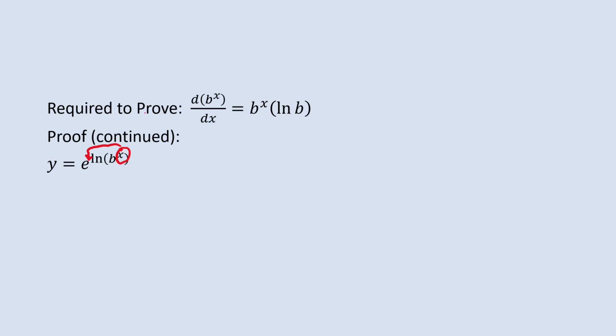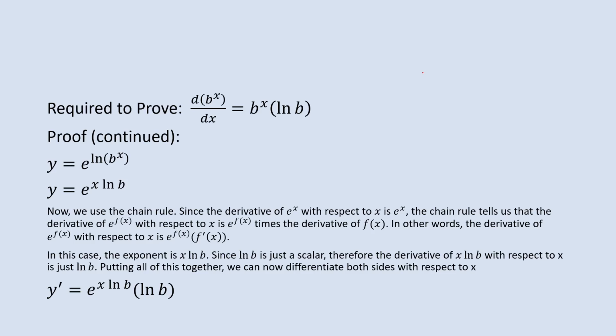As we know, we're allowed to do this with logarithms: if I've got an exponent of ln b to the x, I can instead call that exponent x ln b. And that's what we're going to show in our next step. Now we're going to use the chain rule. Since the derivative of e to the x with respect to x is e to the x, the chain rule tells us that the derivative of e to the f of x with respect to x is e to the f of x times the derivative of f of x. In other words, e to the f of x times f prime of x.